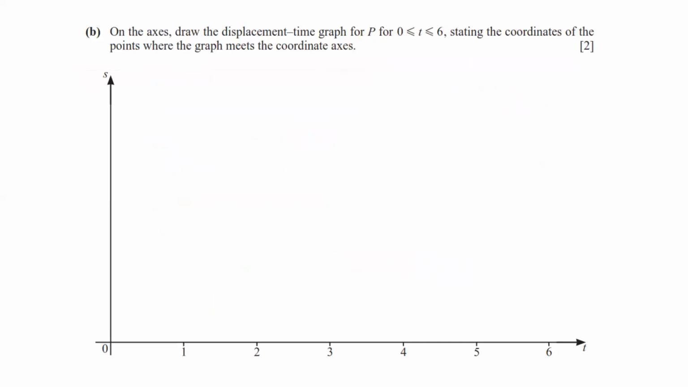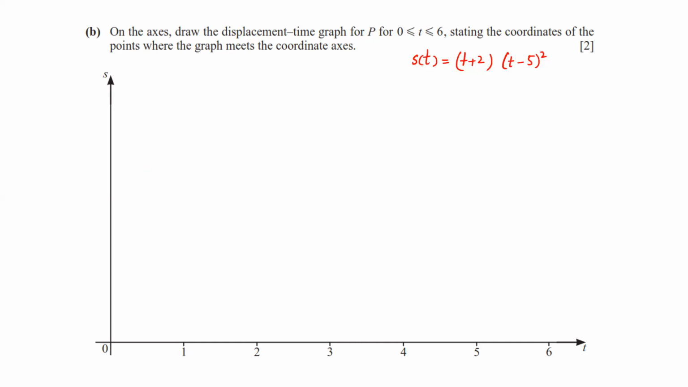Then it says, on this axis, draw a displacement time graph. So remember the displacement s of t is given as t plus 2, multiplied by t minus 5 whole squared. So the displacement is given as this value. We have to draw the graph between 0 to 6 hours, stating the coordinates of the points where the graph meets the coordinate axis.